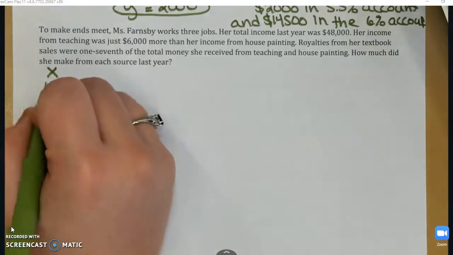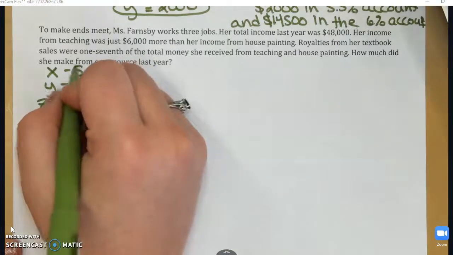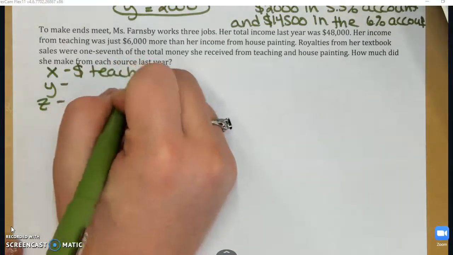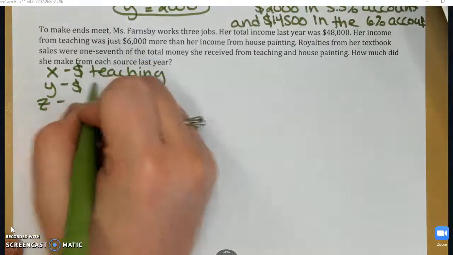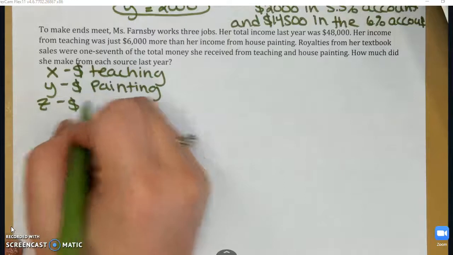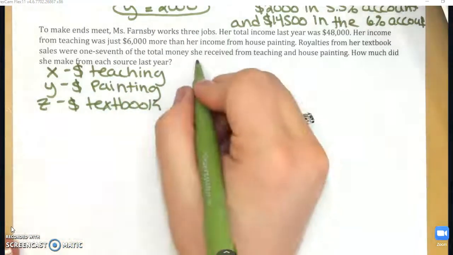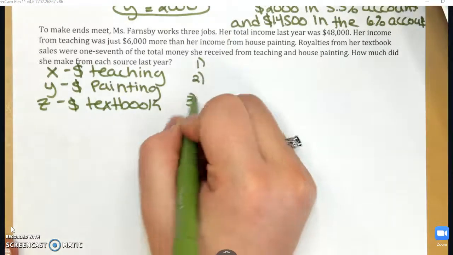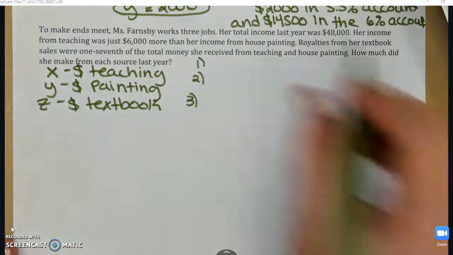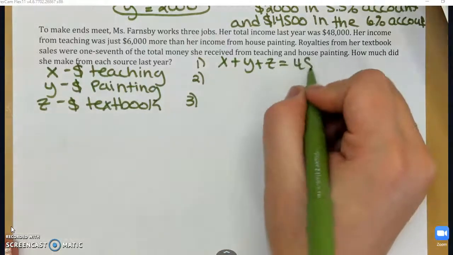So again, I need to define my 3 variables. In this case, we're talking about income from different jobs. So I'm going to let X be the money from teaching. I'm going to let Y be the money from painting. And I'm going to let Z be the money from her textbook royalties. So again, I now need 3 equations. If her total income is $48,000, that means X plus Y plus Z is going to be $48,000.